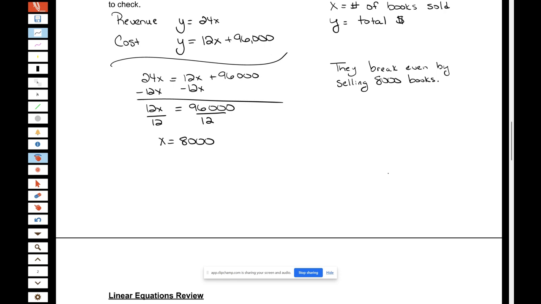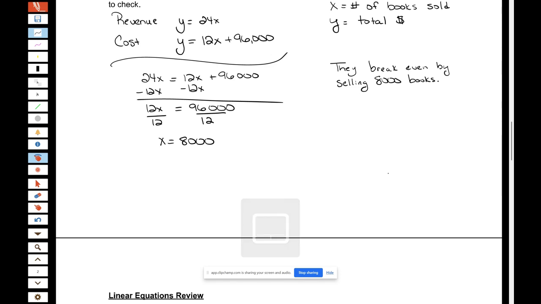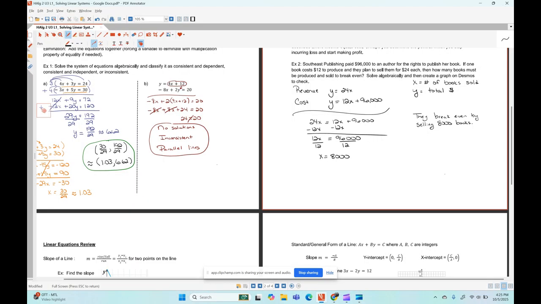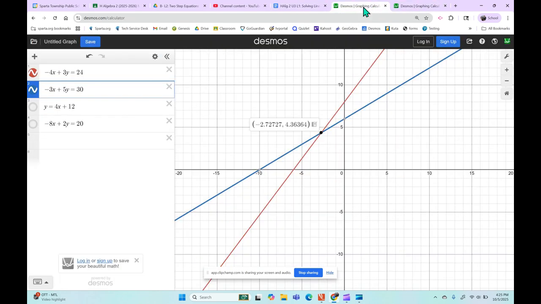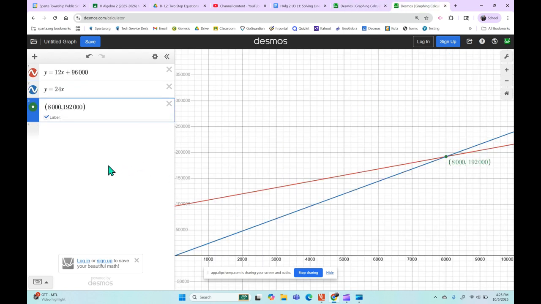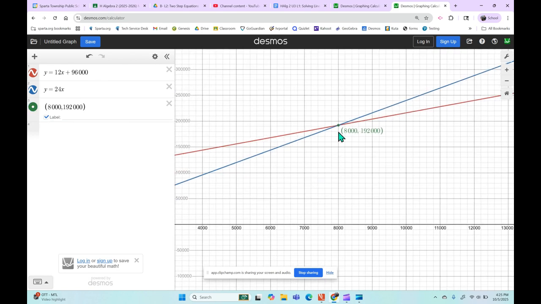Let's just take a look at this on Desmos because numbers this big, I wouldn't really expect you to graph them by hand, even though you could make a scale and do it. I've already graphed it though. Oh, by the way, these are our two previous ones. But I wanted to look at this one. Okay, so you can see right here, we have 8,000, 192,000. So at 8,000 books, 192,000 is what they've spent or what they've made, their break-even point.